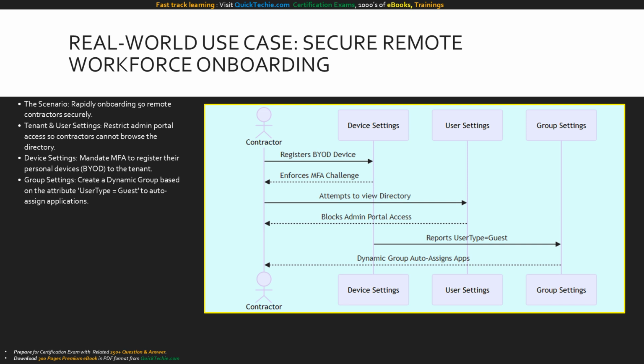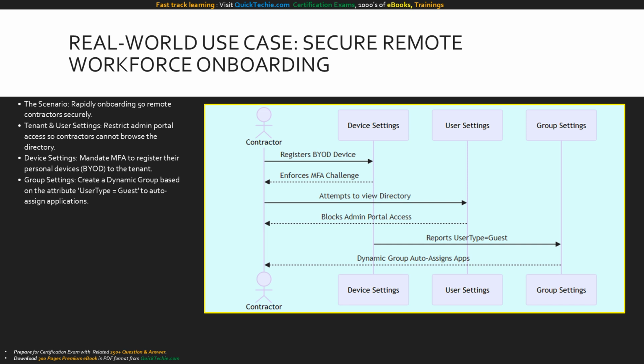Next, we look at device settings. We allow Entra registration for BYOD, but we strictly require MFA to register that device, ensuring the endpoint is verified. Finally, we utilize group settings. We create a dynamic group with the rule syntax targeting users where user type equals guest. As soon as their device registers, they are dynamically grouped, instantly receiving their required apps. We've used all our settings to create a seamless, secure onboarding pipeline.